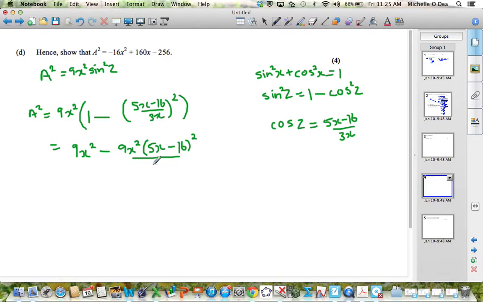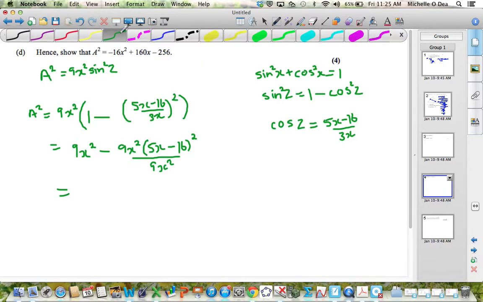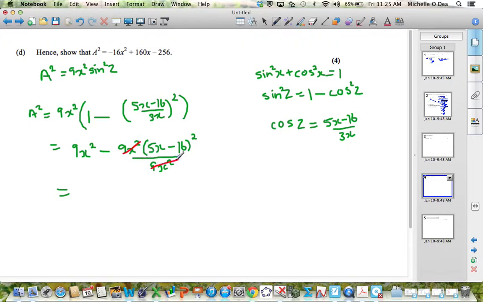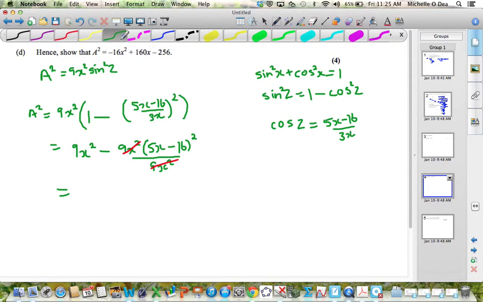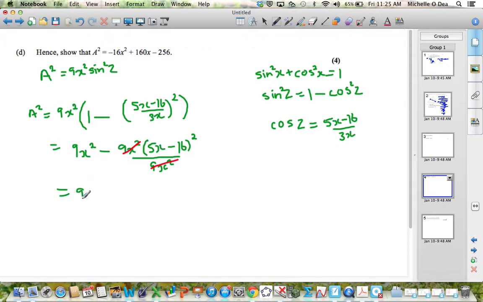So 3x squared is the same as 9x squared. So that worked out quite nicely. It got rid of that fraction. So now I can just cancel that out. I just got 9x squared over 9x. So that disappears. And then it's just a matter of expanding, collecting like terms.